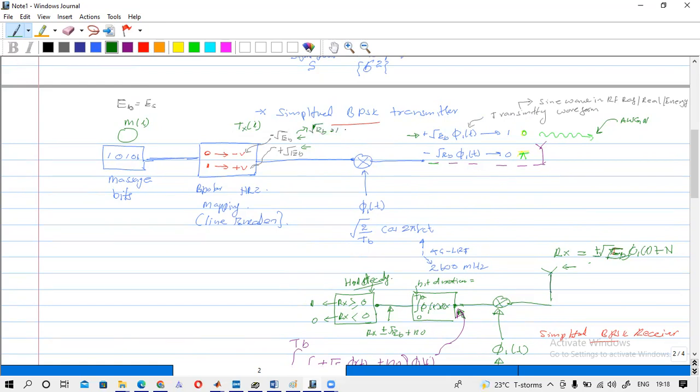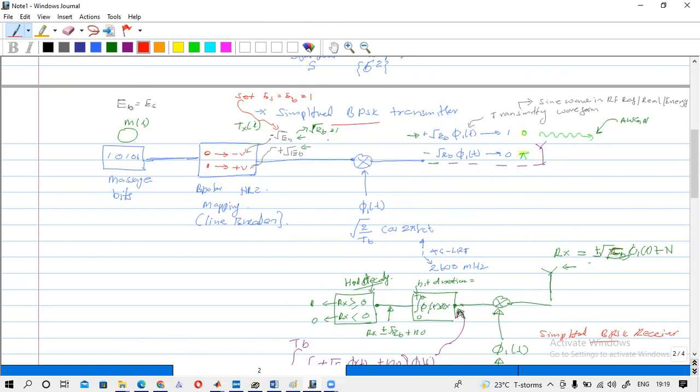Actually, we set the symbol energy to 1. Here we are going to set the symbol energy Es equal to the bit energy Eb, equal to 1, so root Tb will also be 1. So we set our symbol energy to 1, which means we set our bit energy to 1 also, and root Tb will also be 1.